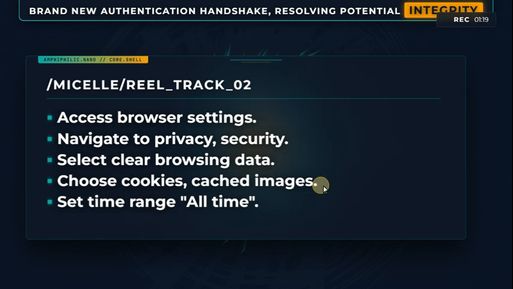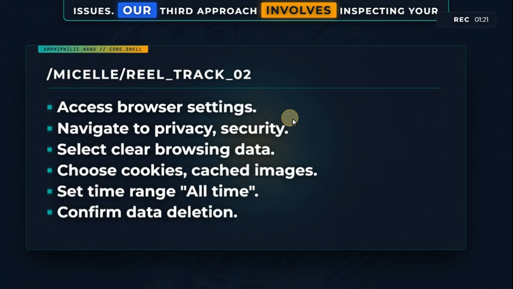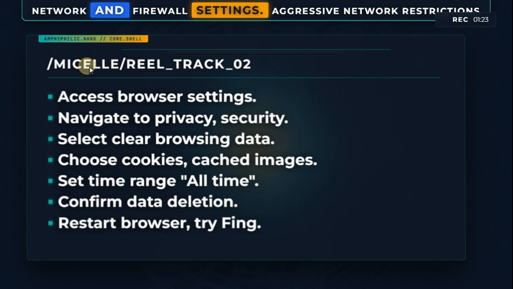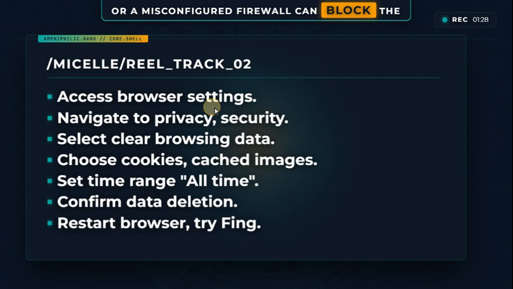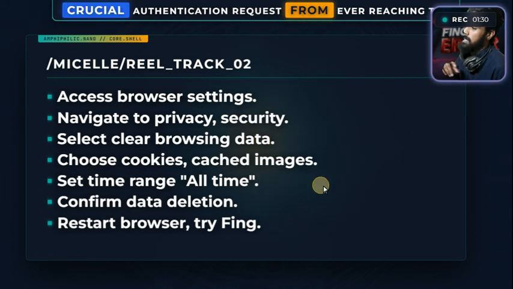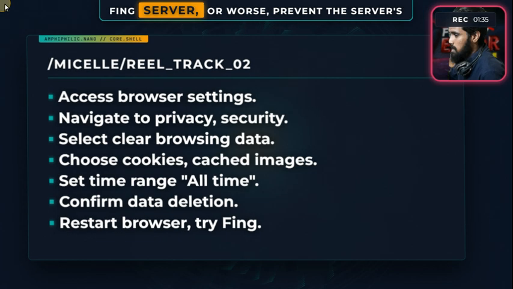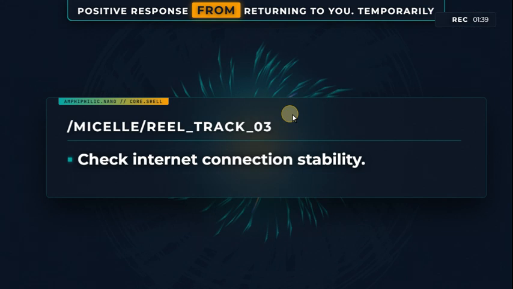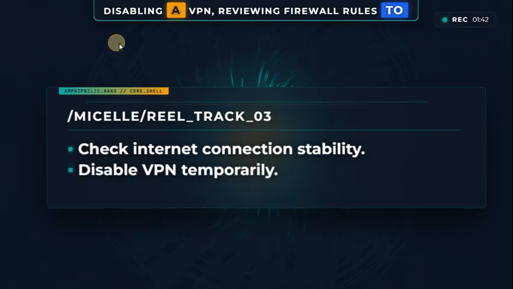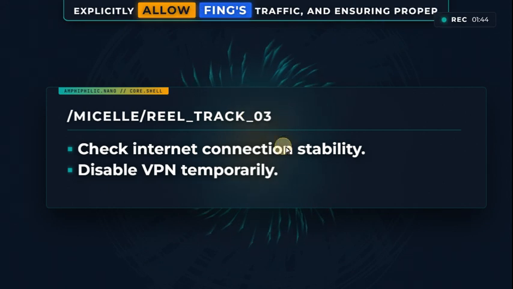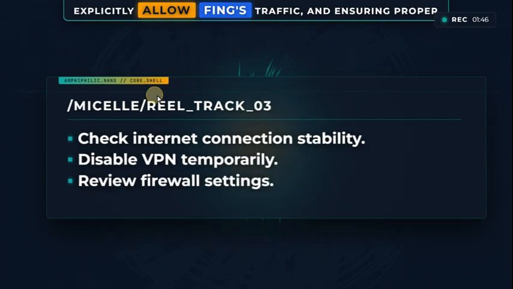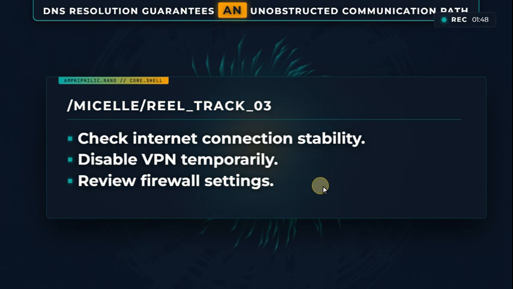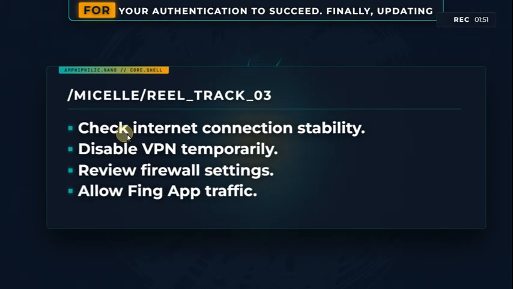Our third approach involves inspecting your network and firewall settings. Aggressive network restrictions or a misconfigured firewall can block the crucial authentication request from ever reaching the Fing server, or worse, prevent the server's positive response from returning to you. Temporarily disabling a VPN, reviewing firewall rules to explicitly allow Fing's traffic, and ensuring proper DNS resolution guarantees an unobstructed communication path for your authentication to succeed.